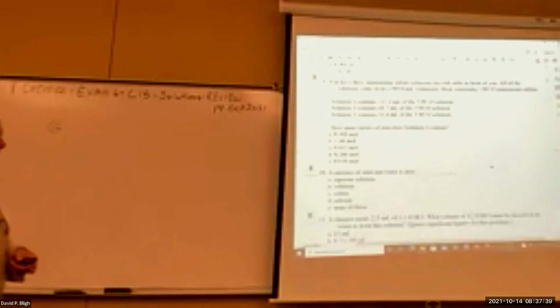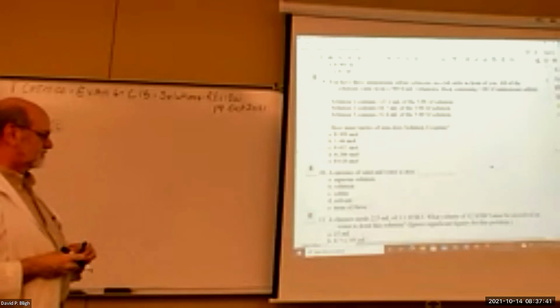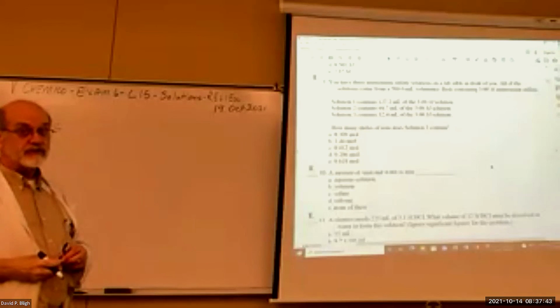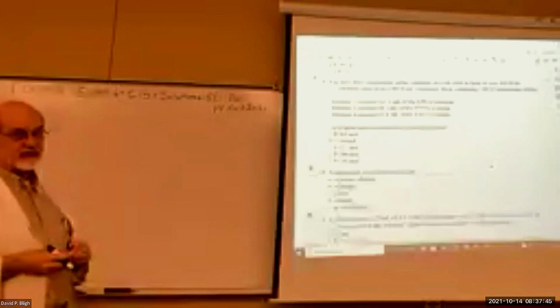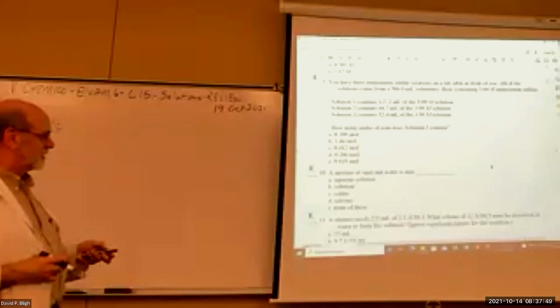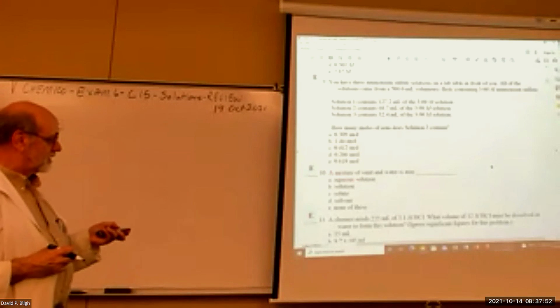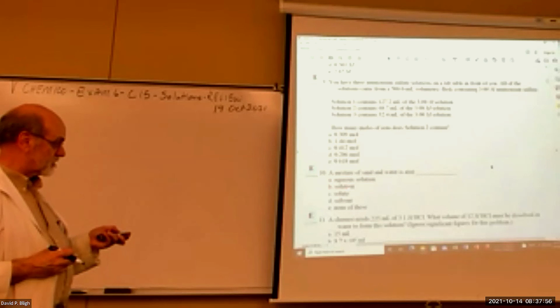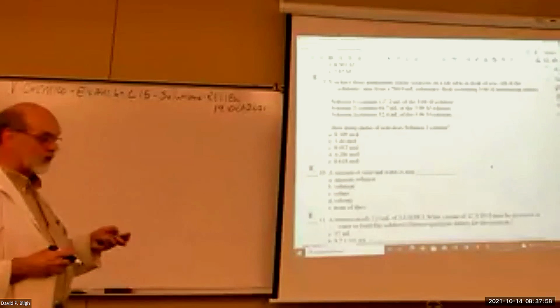A mixture of sand and water is what? It's not a solution. It's not a homogeneous mixture. It's a heterogeneous mixture, right? And that's not one of our selections. So it's none of these.